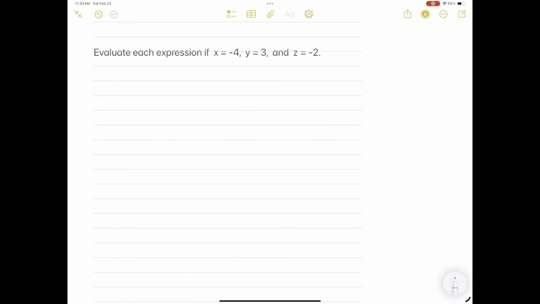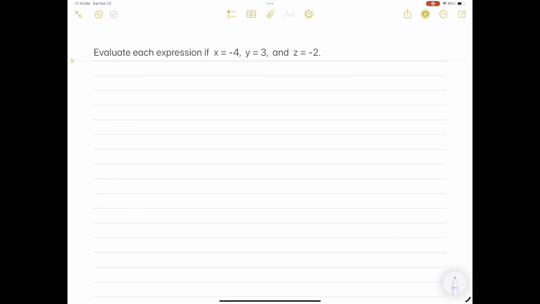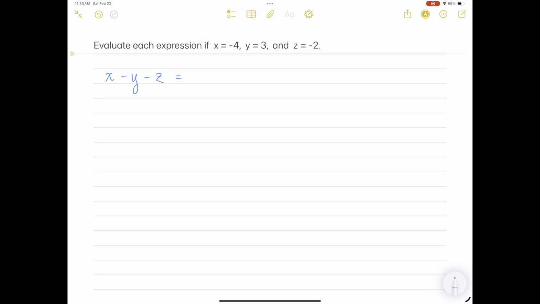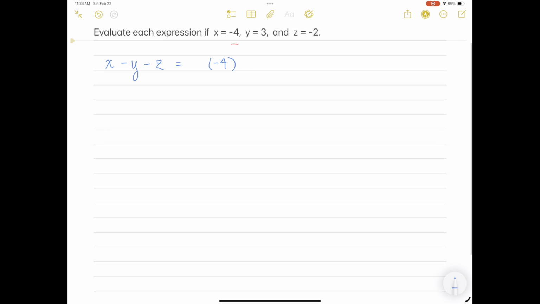I box my answer. Evaluate each expression if x equals negative 4, y equals 3, and z equals negative 2. The equation is x minus y minus z. So now I plug and chug each number in for the variables and solve the equation. For x, I use negative 4, minus y, I use 3, minus, and for z, I use negative 2.